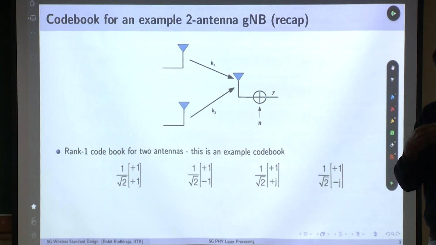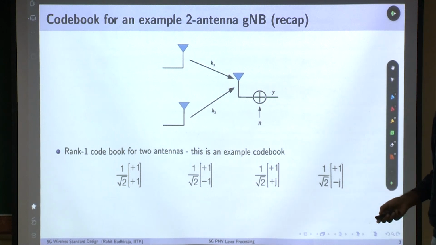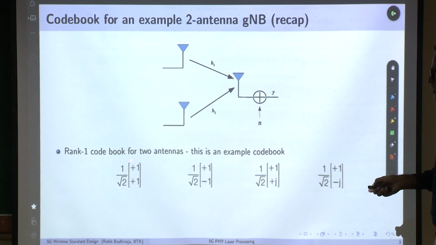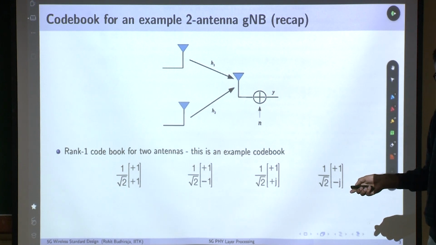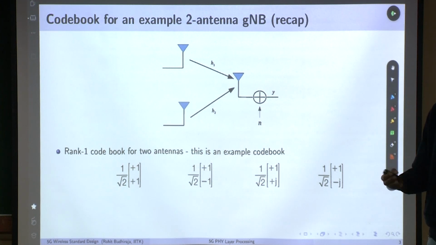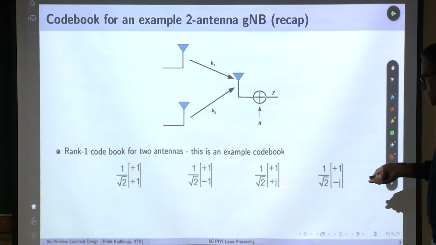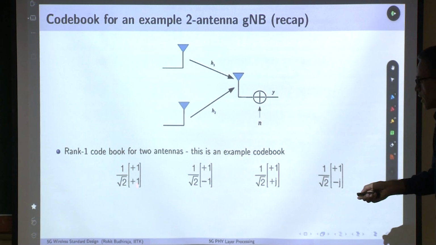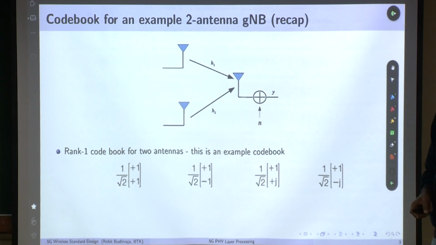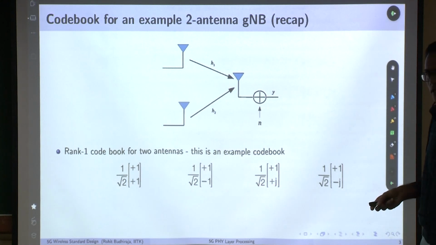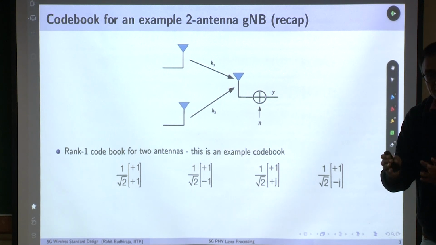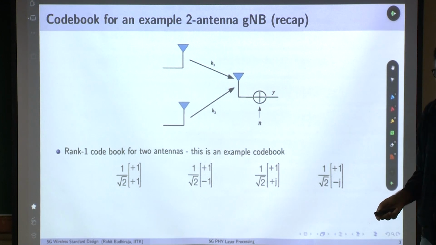So this is the example codebook which we saw, and what we saw here was that this codebook gives information only about the phase of the channel. The way this codebook is designed, both of the entries have unit magnitude in all these codebook entries, and what is different across these codebook entries is only the phase. What this codebook helps us feed back is indirectly the channel information.